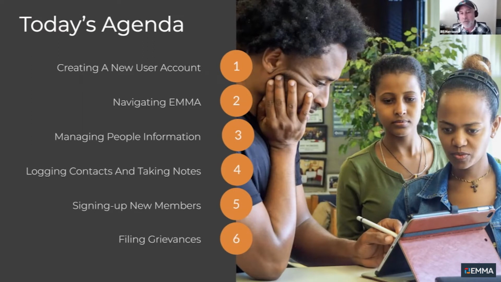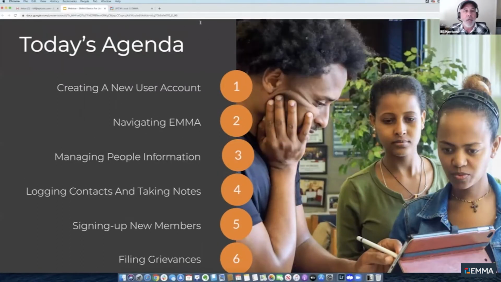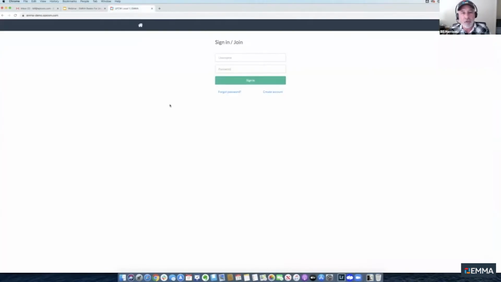We'll take a couple of little sidebars as we go, but we'll need to move somewhat quickly because there's a fair bit for us to cover. So without further ado, why don't we jump over into our demo system quickly, and let's take a look at the first topic we want to cover. The first thing is, how do I create a new Emma account?